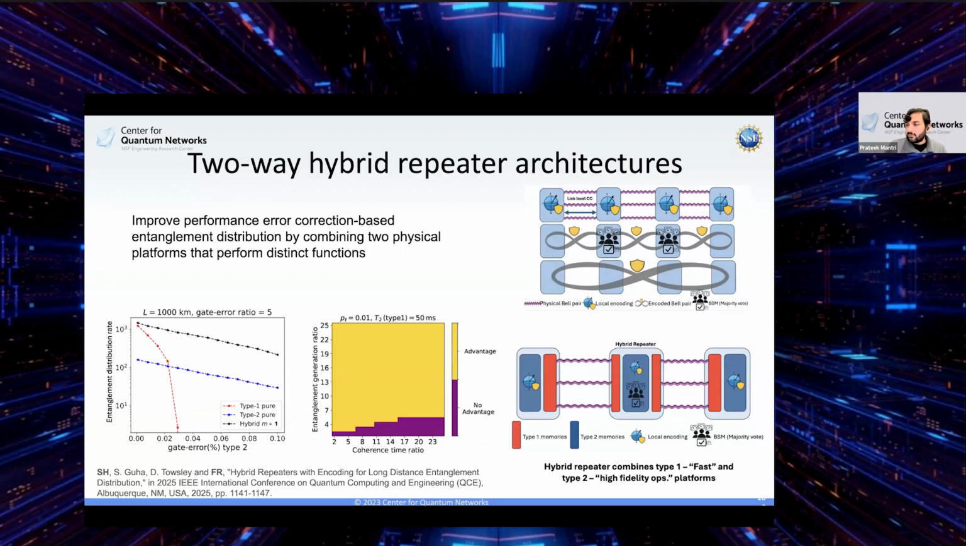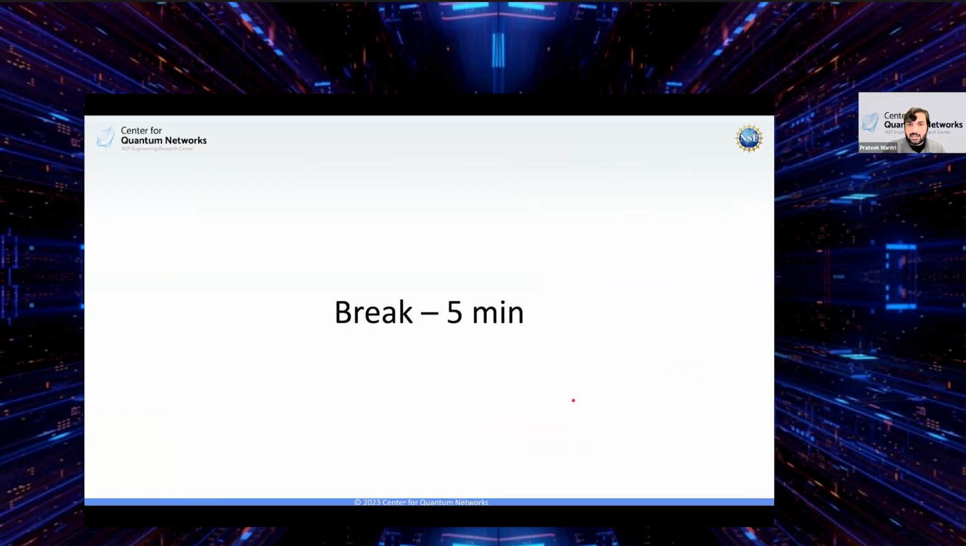So what we learned is that we saw all these different generations of repeaters. We saw multiplexing. We also saw these two-way hybrid repeater schemes, and just a different way of looking at these different repeater architectures and how performance gets impacted. Let's take a 5 minute break over here, and then we will continue with the different photonic and non-photonic based architectures.